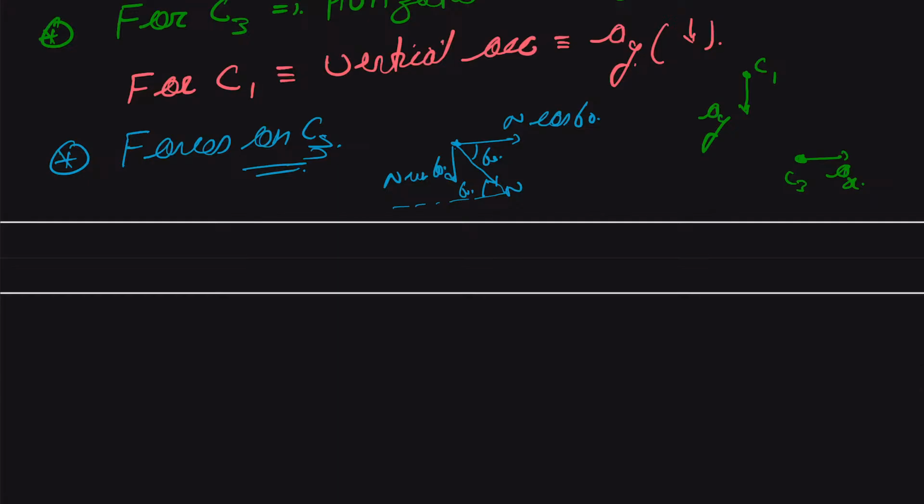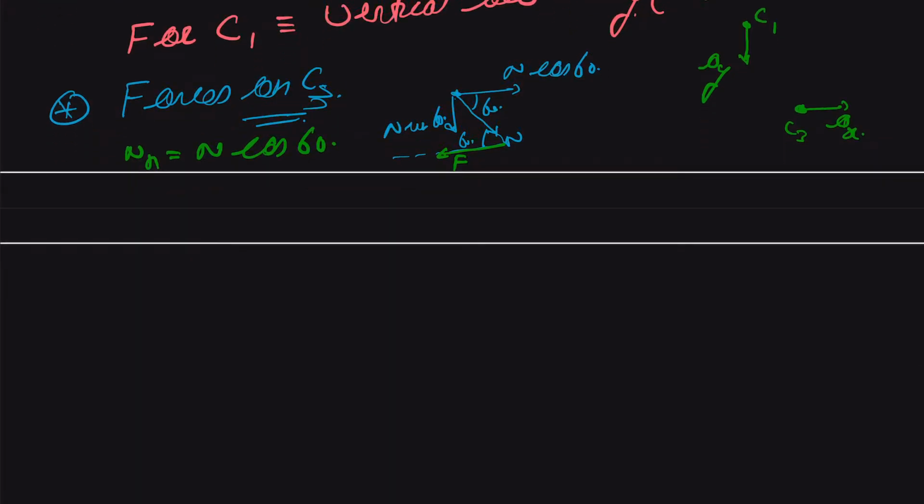Therefore we can write that our N of x, that is in the x direction, will be equal to N cos 60. Our frictional force will be in the opposite direction, that is in this direction, so this is our frictional force F.